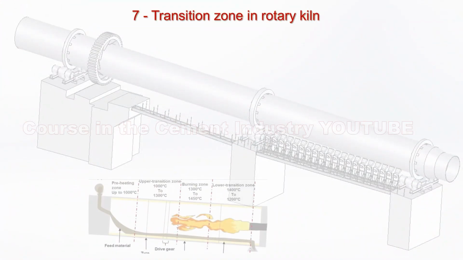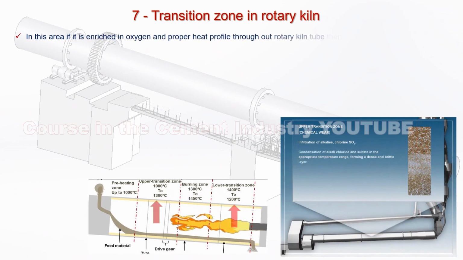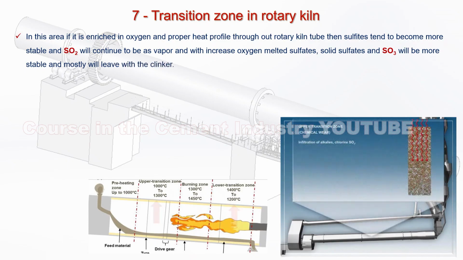7. Transition zone in rotary kiln. 1. In this area, if it is enriched in oxygen and has a proper heat profile throughout the rotary kiln tube, then sulfites tend to become more stable, and so too will continue to be as vapor. With increased oxygen, melted sulfates, solid sulfates, and SO₃ will be more stable and mostly will leave with the clinker.